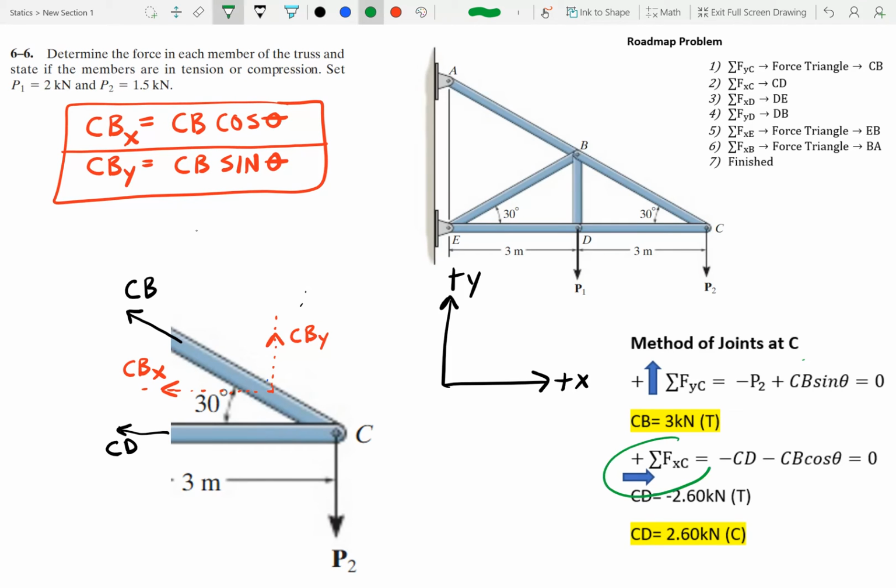Okay, next thing I want to do is summation of forces in the x. Now, I have my coordinate system here, okay? So I know that CD is pushing in the negative direction here, right? In the negative x. So I'm going to put a negative CD in here.